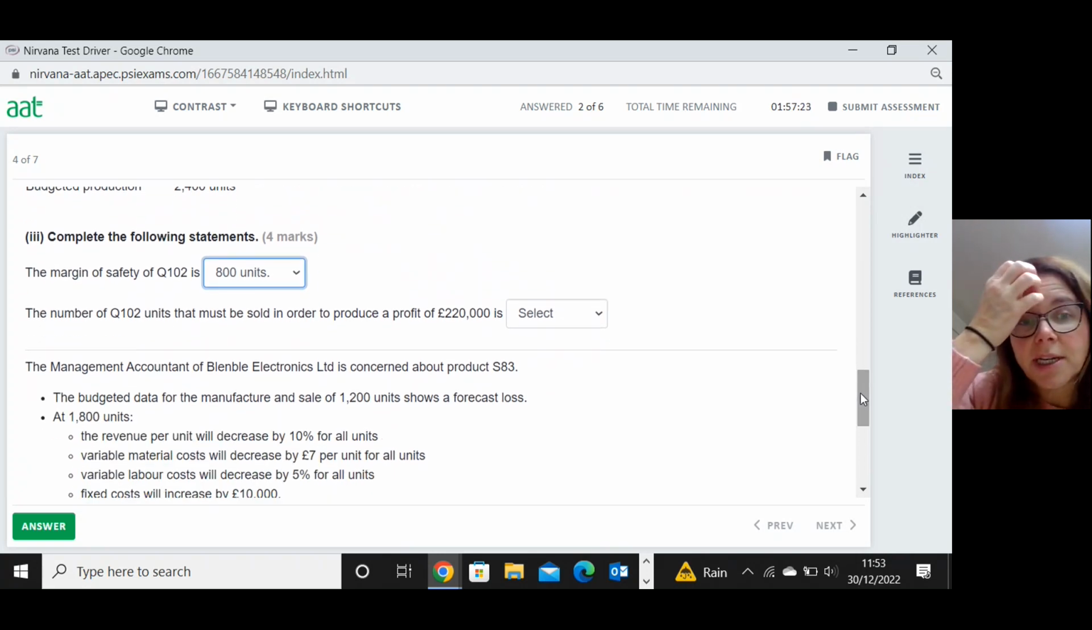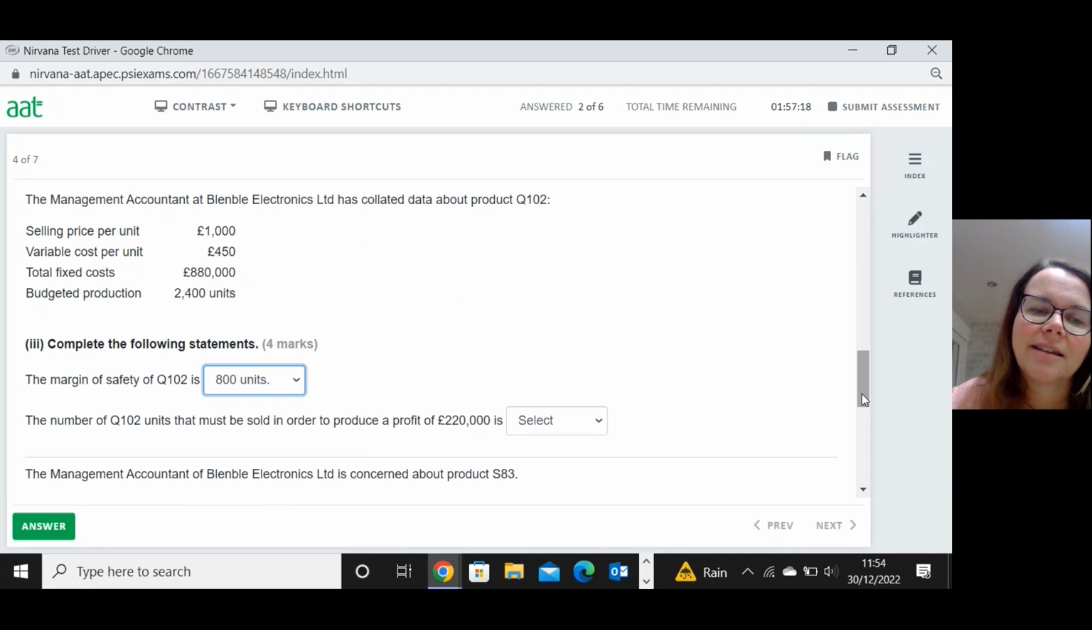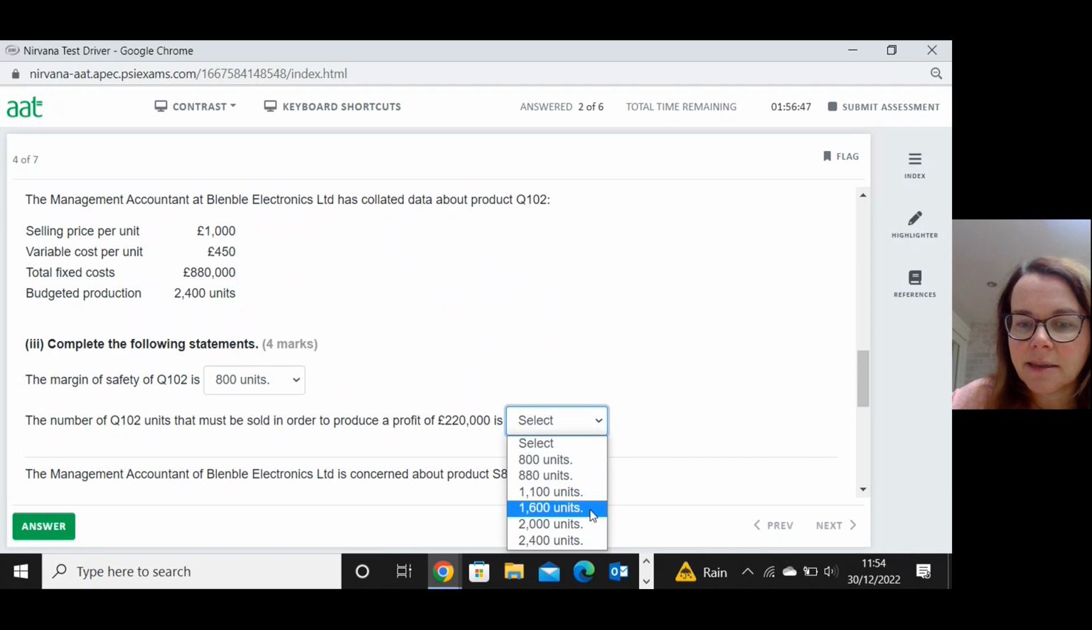The number of Q102 units that must be sold to produce a profit of 220,000 is, right, so to make a target profit, I don't want to just cover my fixed costs. I now want to cover this target profit as well. So I'm going to have to add together 880 plus 220, which is 1,100,000, and then divide that by my contribution per unit, which remember was the 550. So when I do that, I get an answer of 2,000 units.